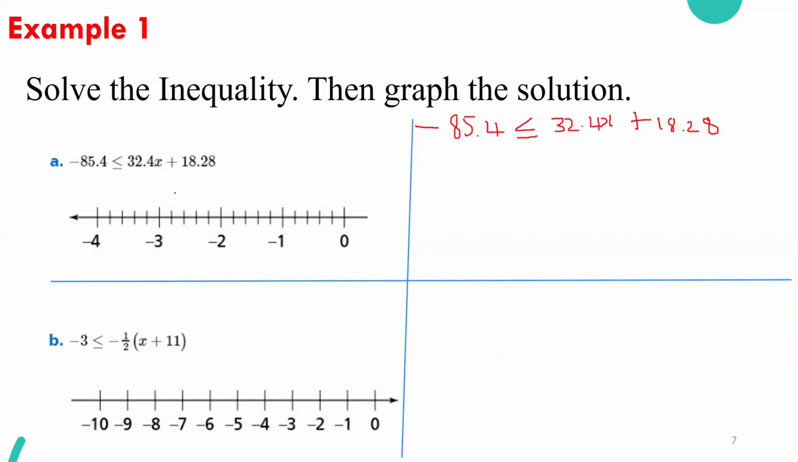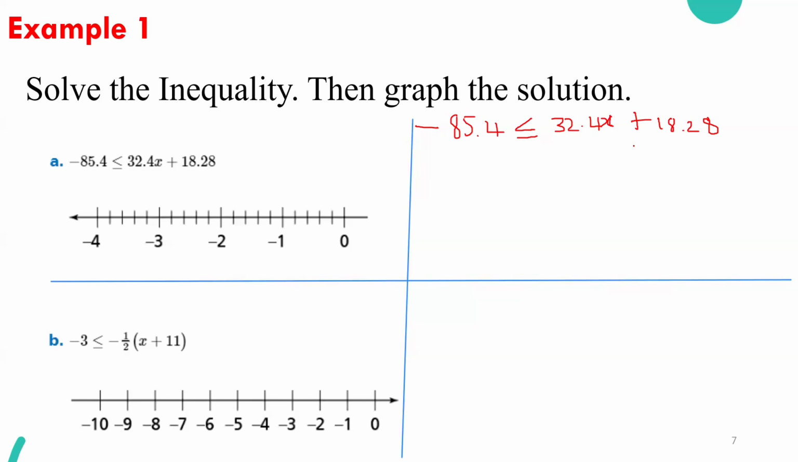So let's look at example A. It says negative 85.4 is less than or equal to 32.4x. This is x right here. Plus 18.28. As we said earlier, solving a two-step inequality is similar to solving a two-step equation. Start by getting rid of the constant first. So we use inverse operation. So the constant here is 18.28.